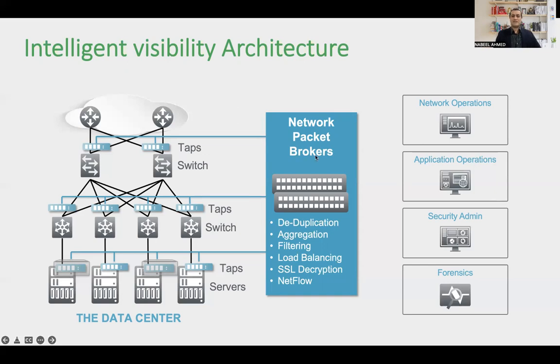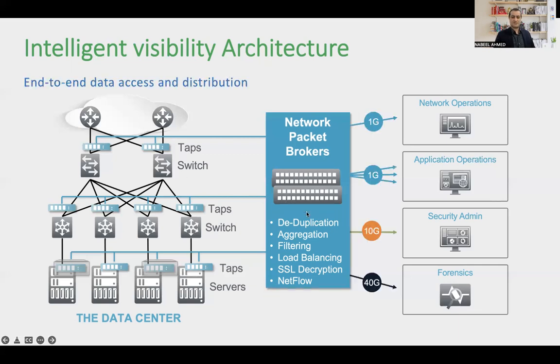So we have even another step of technology called network packet brokers, NPB. The function of NPB is they're more intelligent than taps. And their function is to deduplicate. So whatever traffic comes from the left, going to the right, it can deduplicate the packets, it can aggregate, it can filter, it can load balance, it can do decryption, it can also send NetFlow packets. So there are multiple purposes.